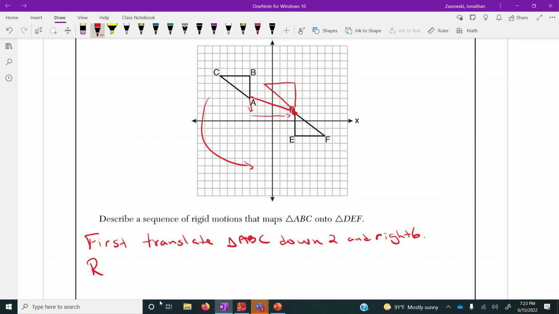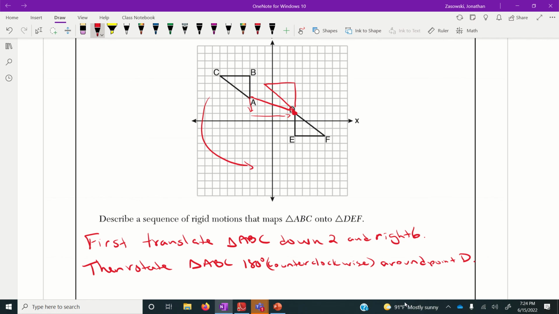So then we're going to say, then rotate triangle ABC 180 degrees. We can say counterclockwise if you want, but it's already implied when we say 180 degrees. We do need to say what we're turning around, so we can say around point D, and we're done.